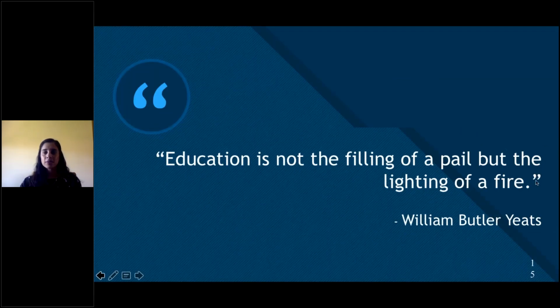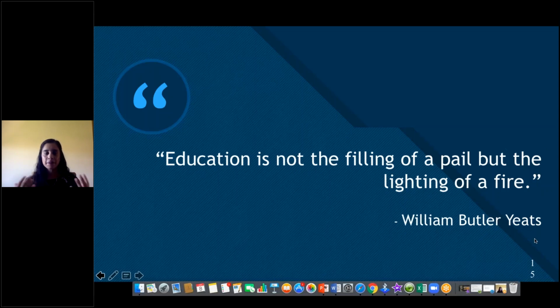And I just wanted to end off, this quote is particularly significant to me. It's by the Irish poet W.B. Yeats, or William Butler Yeats. Education is not the filling of a pail, but the lighting of a fire.